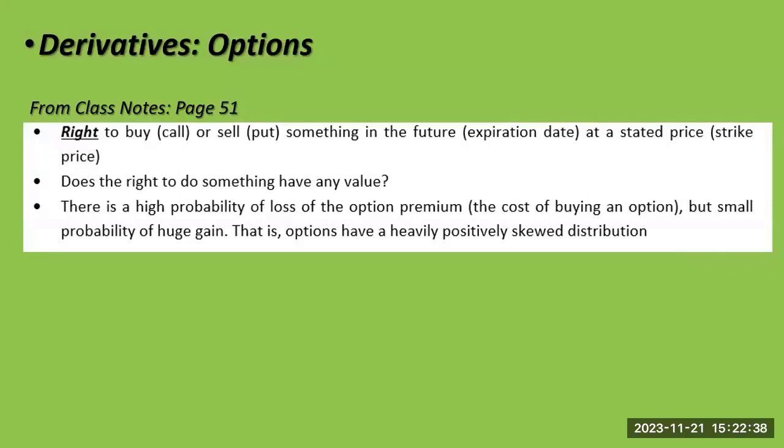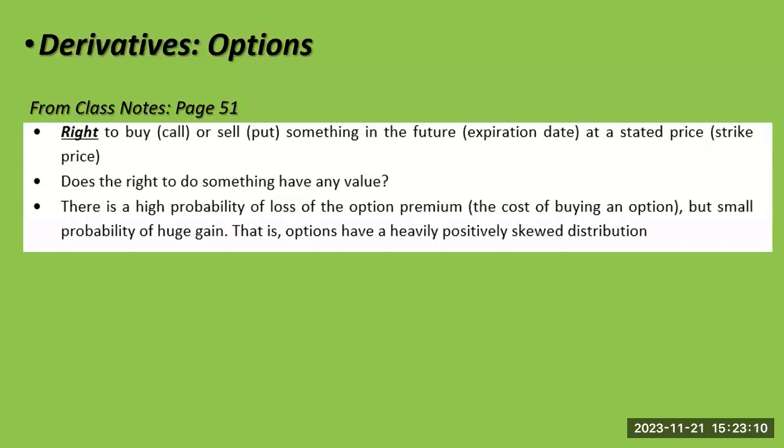Call options. So you do a call option when you think the security underlying is going up. You do a put option when you think the underlying is going down. It gives you the right to buy or sell something, buy if it's a call, sell if it's a put, in the future at some expiration date, at some stated price, which we call the strike price. So you've got expiration and strike price.